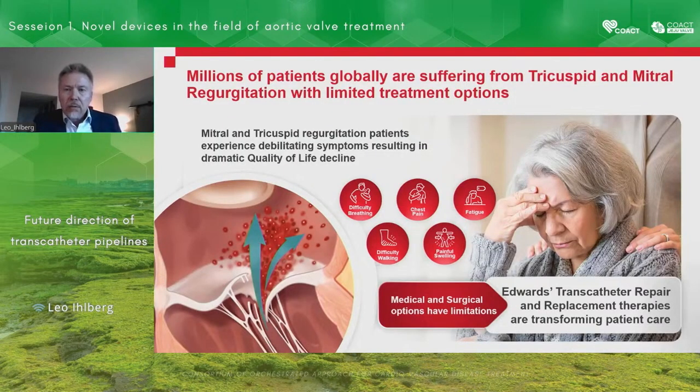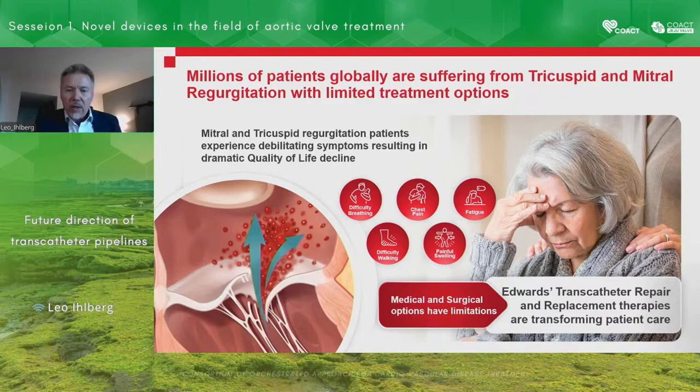So when we talk about patients that suffer from tricuspid and mitral regurgitation, we know that these patients are miserable, they are really having a poor life, and they are suffering from multiple different symptoms that you all are extremely well aware of from treating these patients.